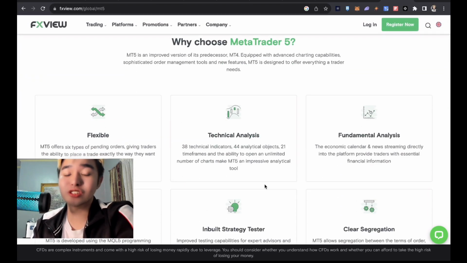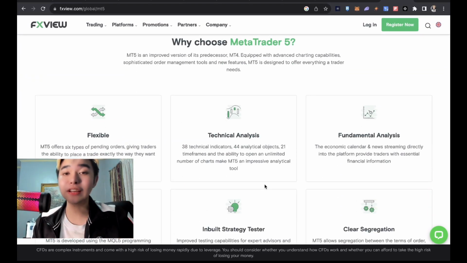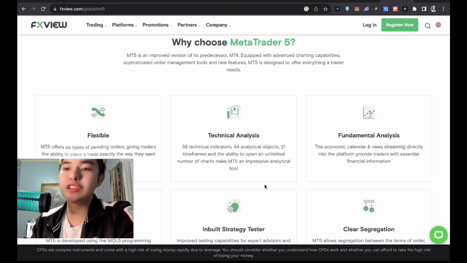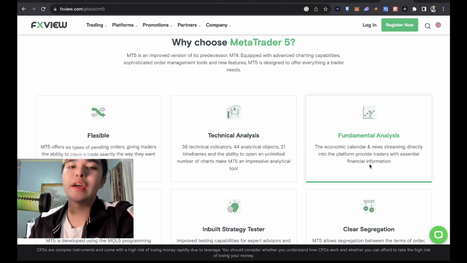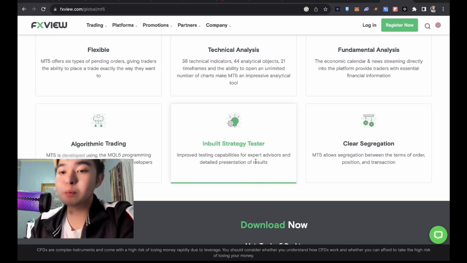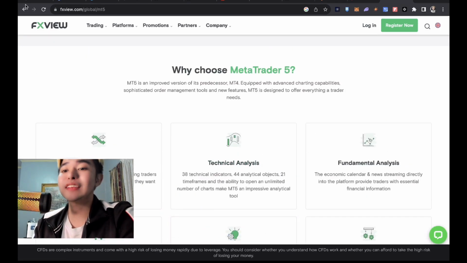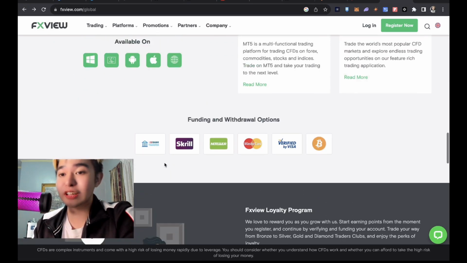And of course, guys, there's also technical analysis involved here, which is 38 technical indicators. Okay, so as you know, MACD, which I've discussed in my past videos, fundamental analysis as well. The economic calendar, flexible algorithmic trading, an inbuilt strategy tester for expert advisors, and clear segregation between the orders. So it is very immersive, and of course it has a lot of features.